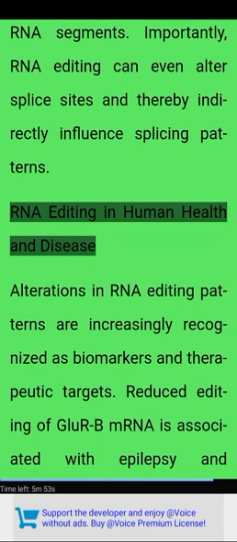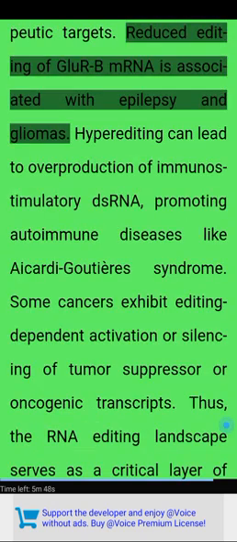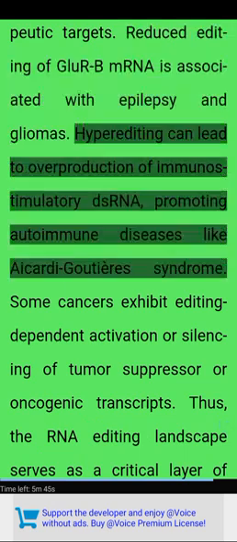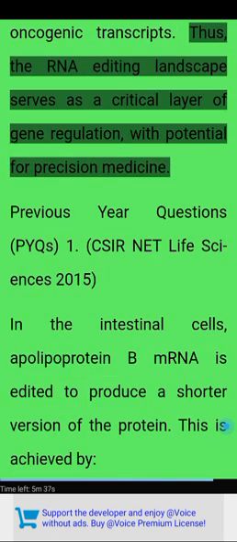RNA editing in human health and disease. Alterations in RNA editing patterns are increasingly recognized as biomarkers and therapeutic targets. Reduced editing of GluR mRNA is associated with epilepsy and gliomas. Hyperediting can lead to overproduction of immunostimulatory dsRNA, promoting autoimmune diseases like Aicardi-Goutières syndrome. Some cancers exhibit editing-dependent activation or silencing of tumor suppressor or oncogenic transcripts. Thus, the RNA editing landscape serves as a critical layer of gene regulation, with potential for precision medicine.